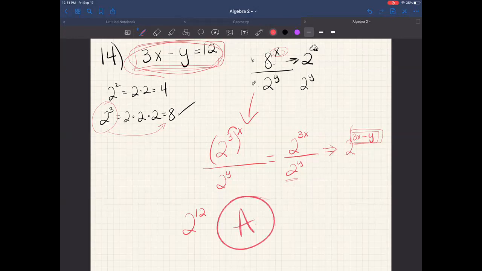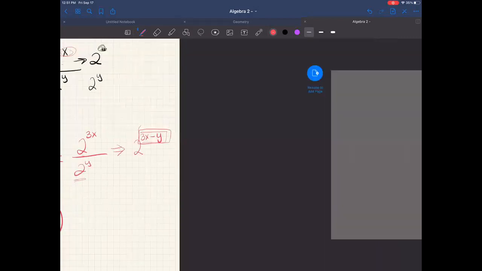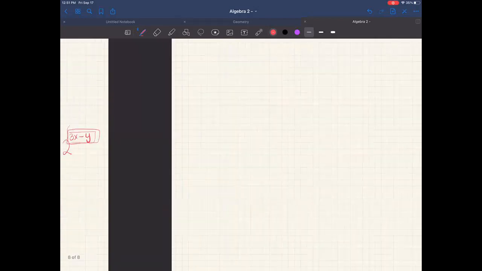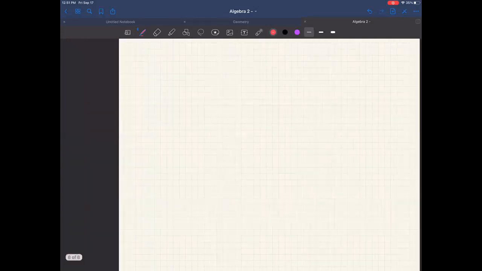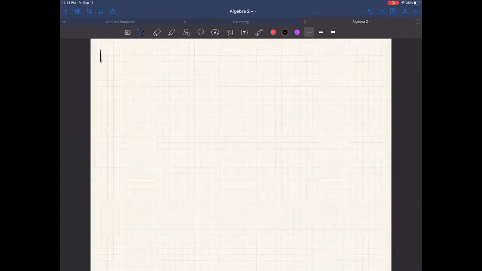So my answer for 14 is A. I did property of exponents, converted it to the equation that I knew, replaced it with 12, and 2 to the 12th was one of my options. Okay. Now number 15. Number 15 is pretty much going to take us to the end of the period.